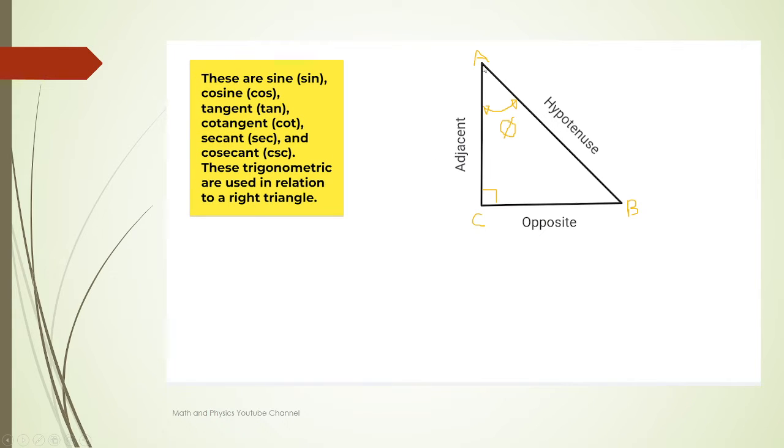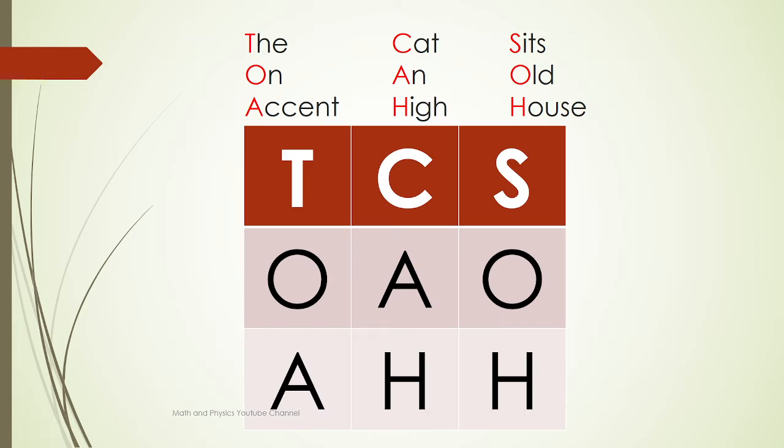Here we have the same triangle ABC, but in this example, the angle is at A. Previously it was at B. So the side that is opposite to the given angle is called the opposite. The side that is adjacent or beside the given angle is called the adjacent. And the remaining side, because the triangle has 3 sides, will be the hypotenuse. So the longest side on the right angle triangle is always the hypotenuse.